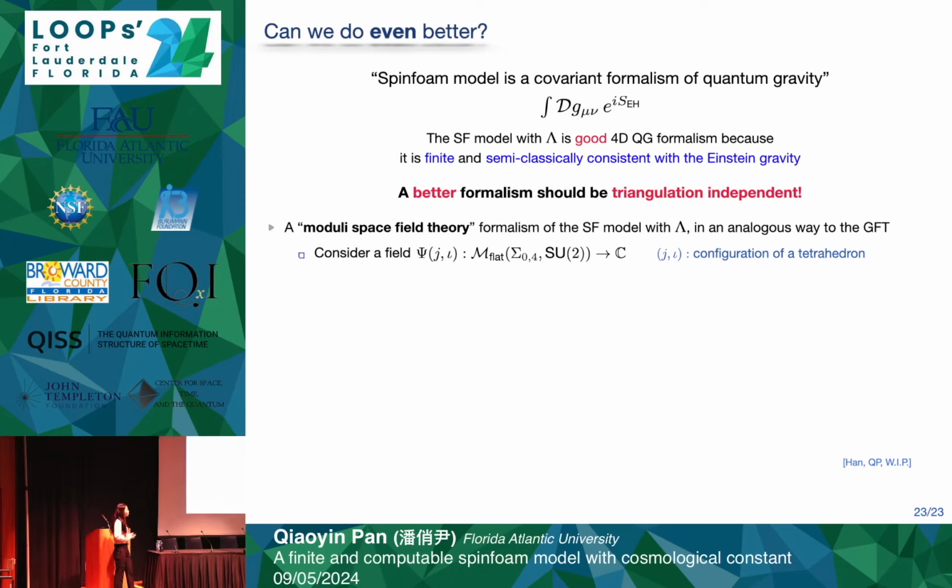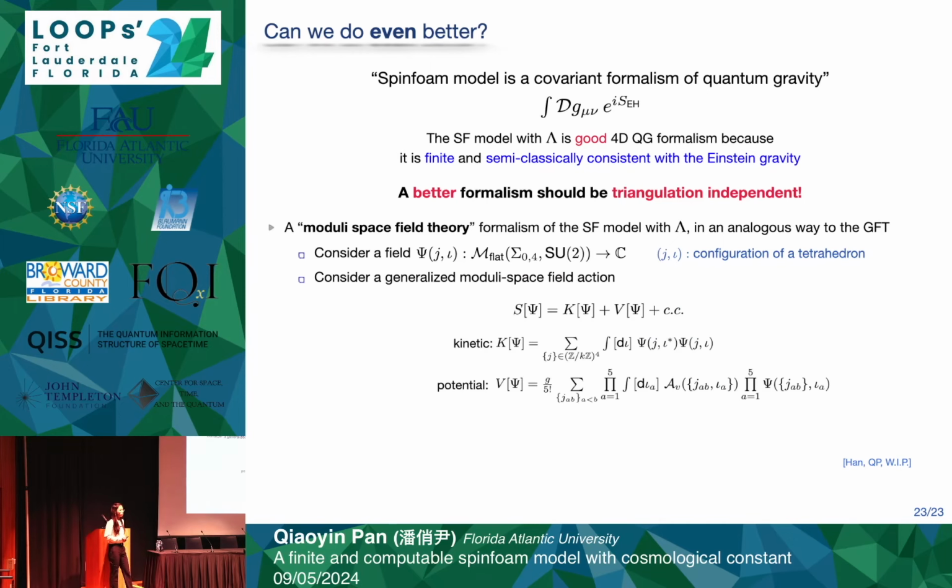So the way to do it is the following. We consider a field which is a function on the moduli space of SU(2) flat connection on the four spheres, which carry some configuration of the tetrahedron. Then we can write a generalized moduli space field action, which has a kinetic term and a potential term. In the potential term, it encodes the vertex amplitude of the Spinfoam model, and this G is a coupling constant.